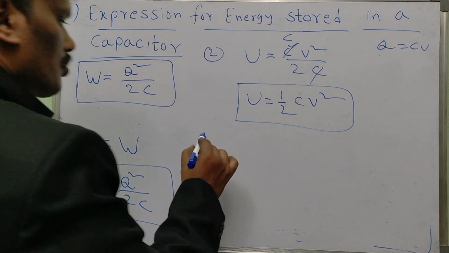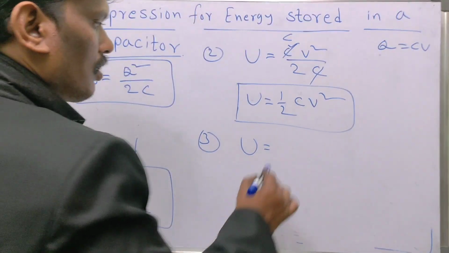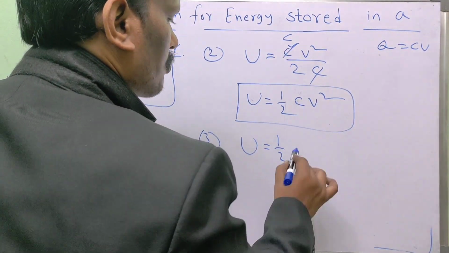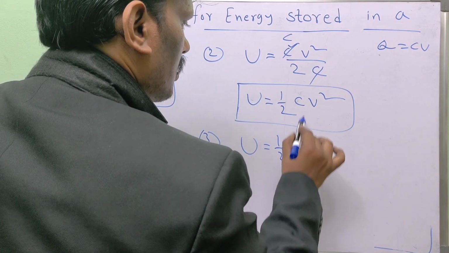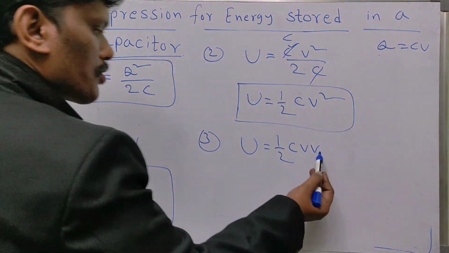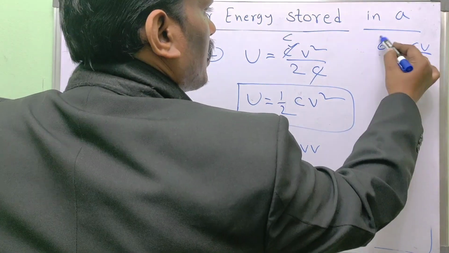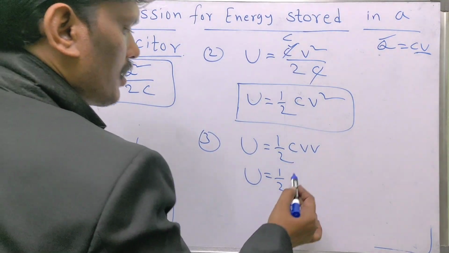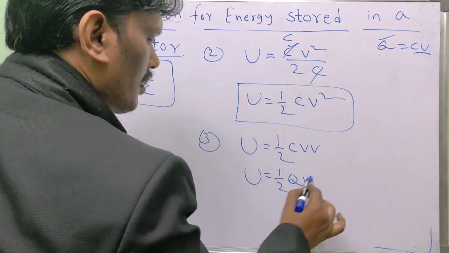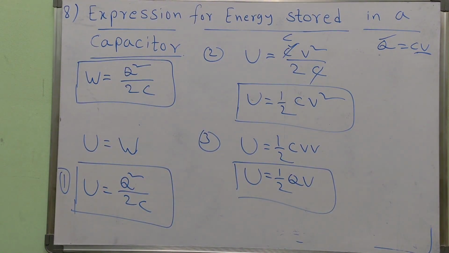And one more relation is also there. U is equal to half CV square, which I am going to write as half C times V times V. What is C times V? Q. Write down Q in place of CV: half Q into V. So this is also one more expression for energy stored in a capacitor. Note down, students.